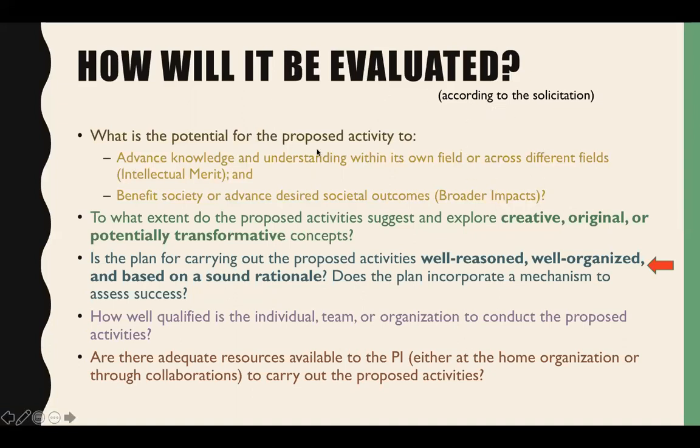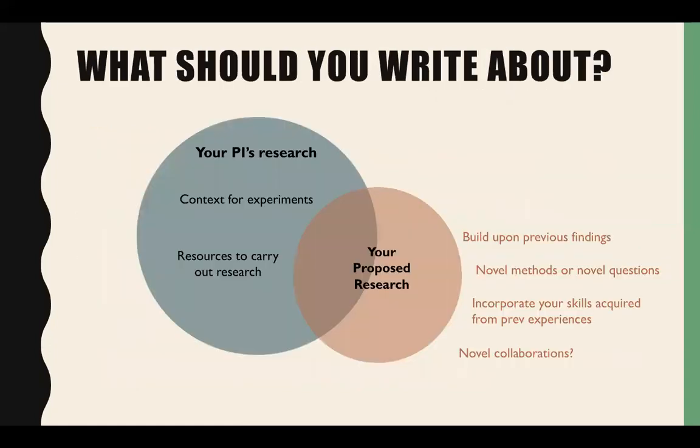Really what I think it comes down to is that it's really well written and well thought out and shows clear scientific thinking. So that's going to be the most important part, I think, of the proposal. So what you should write about is basically your research. Your PI probably researches a bunch of different things. Your PI's research basically will give you the context for your experiments and will also provide the resources you need to carry out your research.